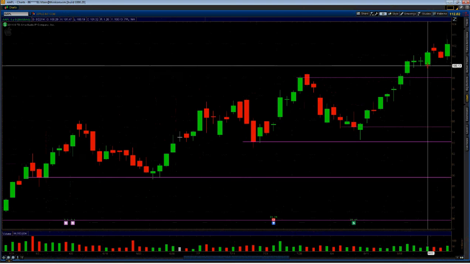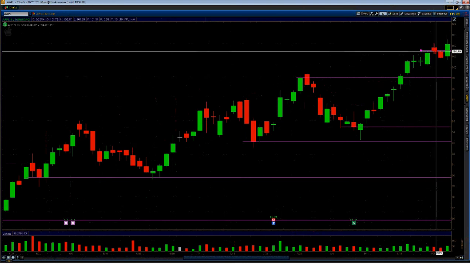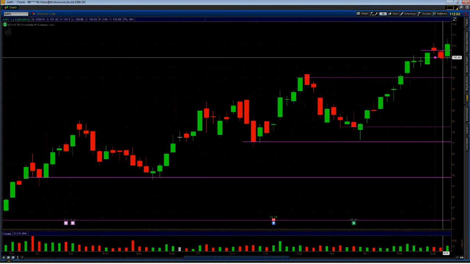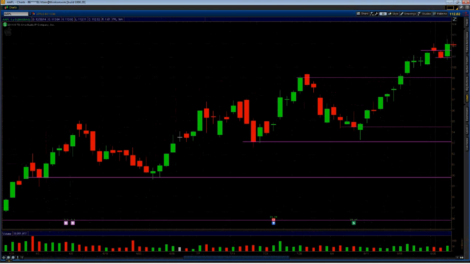And guess what happened here? Look at this. We got a high close, a pullback. That gives us a new swing low point. What are we doing here? Buying some calls.